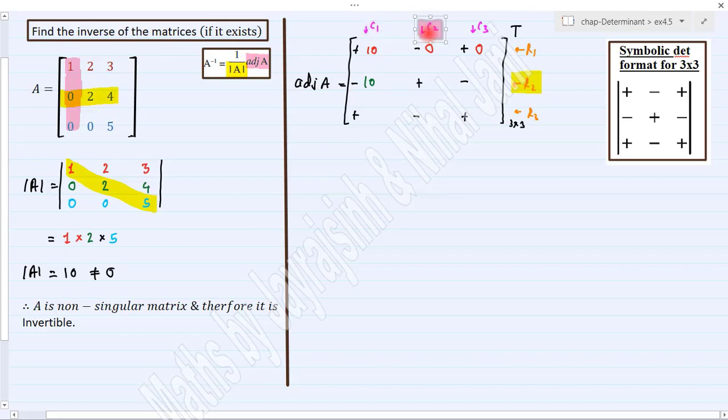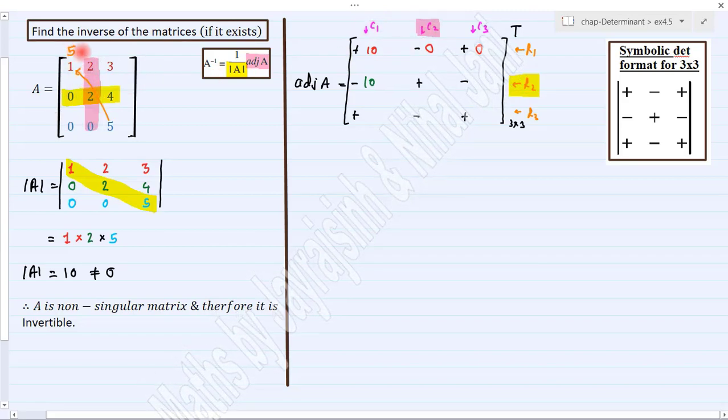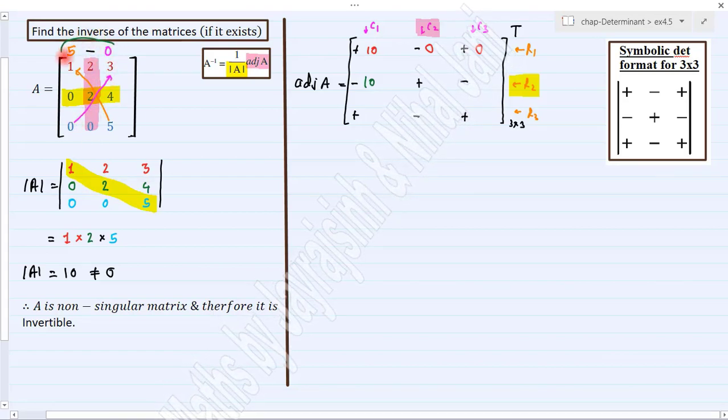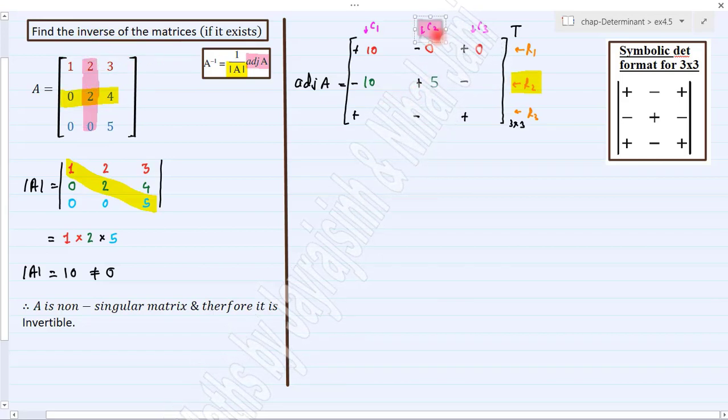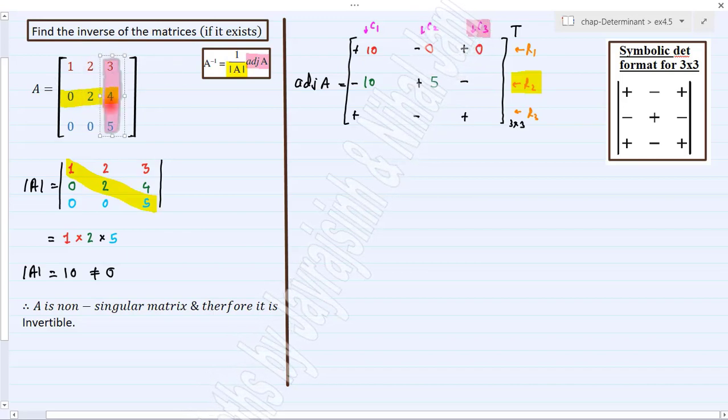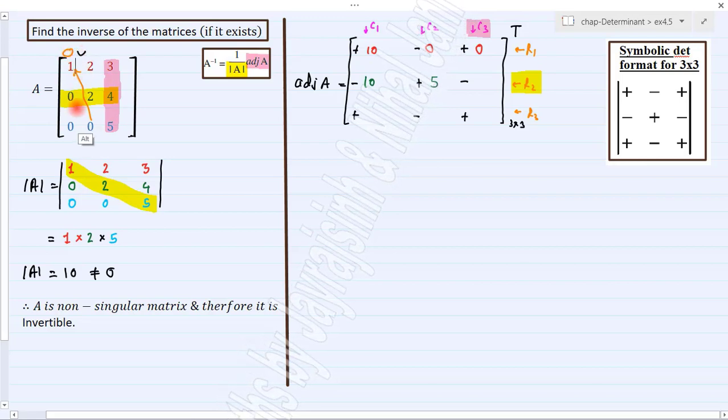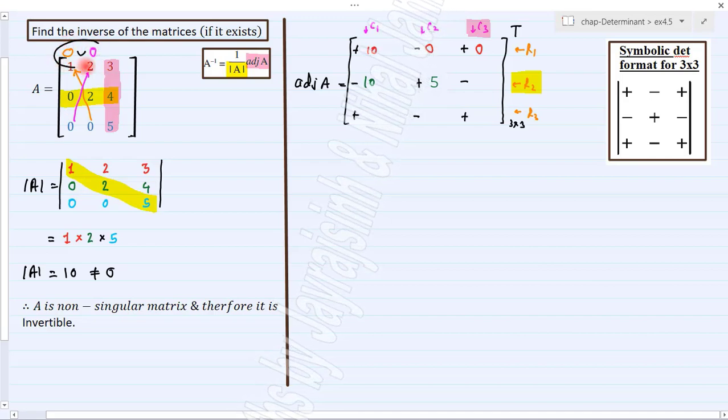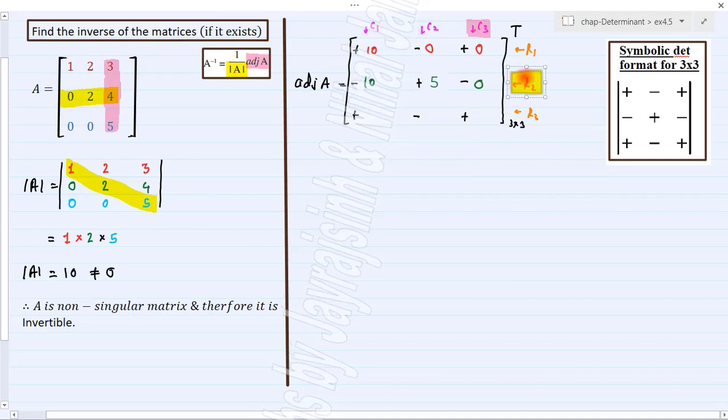Then the next element is in second column. 5 1s are 5 minus 0 3s are 0. So we will get 5 minus 0, or we can say 5. And the last element of second row is in third column. So 0 multiply with 1 will give us 0 minus 0 multiply with 2 will give us another 0. So here we'll get 0. And we get the elements of second row.